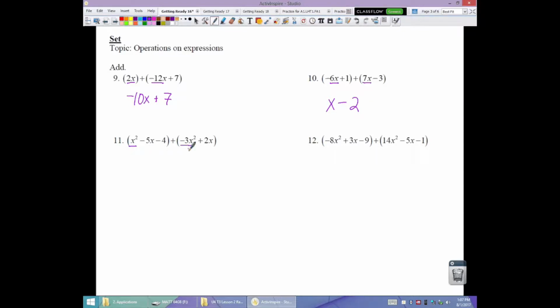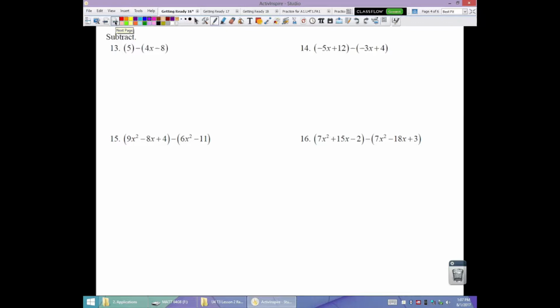X squared and negative 3x squared is negative 2x squared. Negative 5x and positive 2x is negative 3x. And then don't forget about your negative 4. And 12, negative 8x squared and 14x squared makes 6x squared. 3x and negative 5x makes negative 2x. And then our constants, negative 9 and negative 1, negative 10.